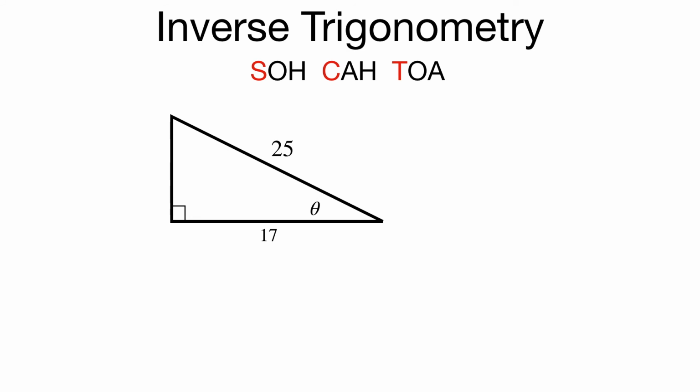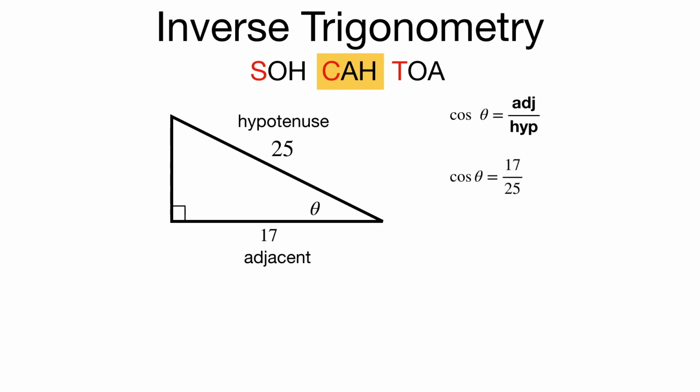In my final example, I've got an adjacent side and a hypotenuse. The 17 is the adjacent side and the hypotenuse is 25. Adjacent, hypotenuse, that's the CA in SOHCAHTOA. Cosine is adjacent over hypotenuse. So the cosine of theta is adjacent over hypotenuse. Let's substitute in our values. The cosine of theta will be 17 over 25. I'm going to want to swap my inputs and outputs, which means I need to use inverse cosine. The angle whose cosine is 17 over 25. That's what inverse cosine will return.